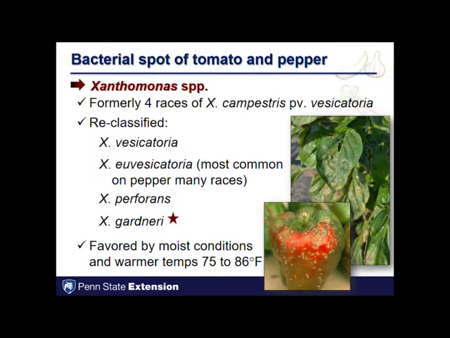Bacterial spot is caused by a number of different species of Xanthomonas. The one I have highlighted here, Xanthomonas gardneri, is one that we're seeing a little bit more frequently. It's one of the more aggressive ones. These also can go to pepper as well. Bacterial spot is favored by moist conditions and warm temperatures. So in a warmer summer, we tend to see more bacterial spot in our fields. In a cooler summer, we may start to see more bacterial speck.